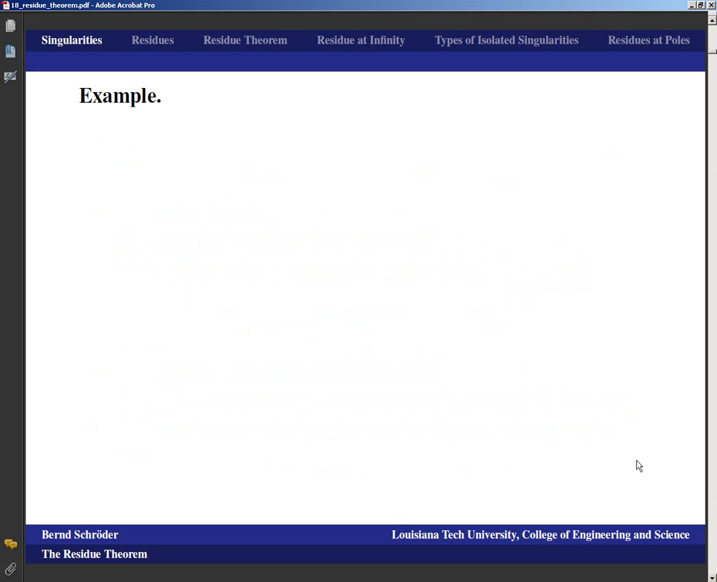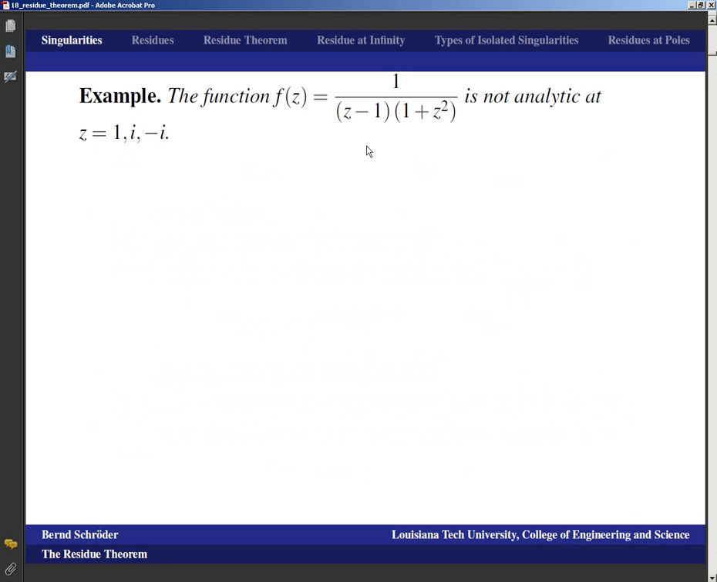Okay, so let's start out with the singularities. Let's take a look at the function f(z) = 1/((z-1)(1+z^2)). That function is not analytic wherever the denominator is 0, and that would be at z = 1, because that's where z-1 is not defined, and then at z = plus or minus i, because that's where 1+z^2 is equal to 0.